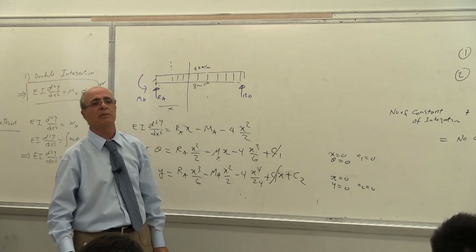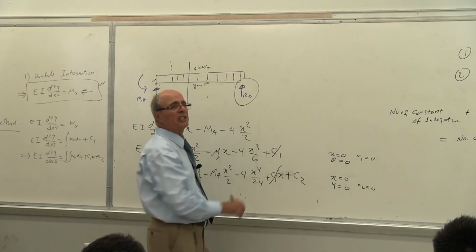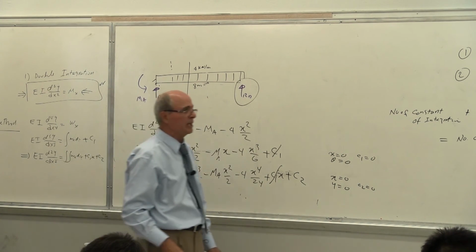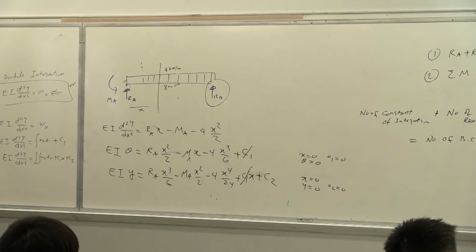C1 and C2 become equal to 0. Now, what's the last one? This is the one. This is the key to the entire problem for an indeterminate problem. At x equal to L, y equal to 0.